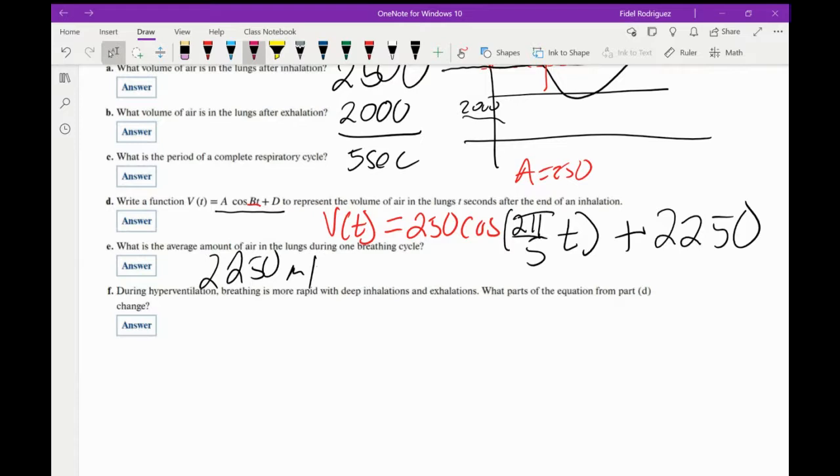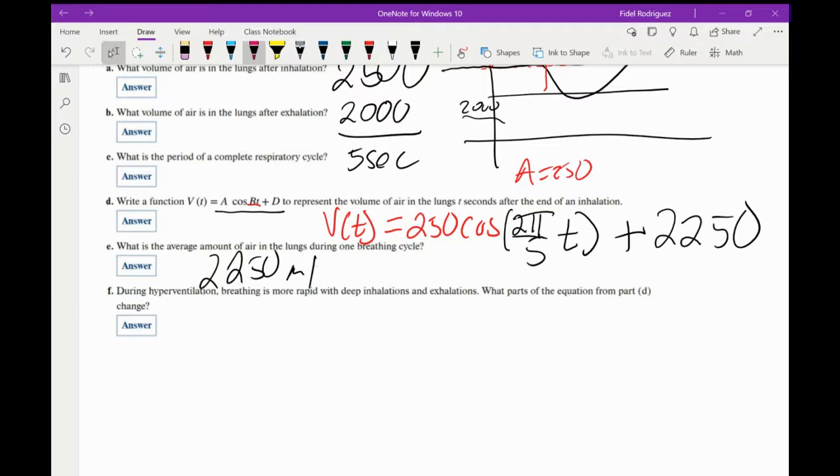During hyperventilation, breathing is more rapid with deep inhalations and exhalations. What parts of the equation can part B change? So once you look at the equation of part B, this equation, okay? So if we start to hyperventilate, that means that our breathing becomes faster or slower? Faster. You look at the period measure, the period measure is how long it takes to do us. So the period is going to change, right? Because I'm not going to go like that, that kind of thing, right? So the period is going to change.